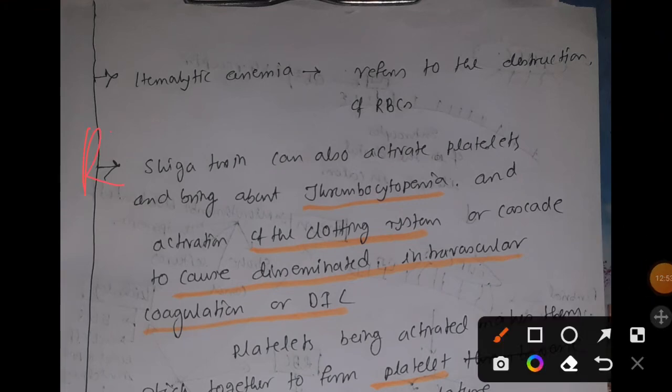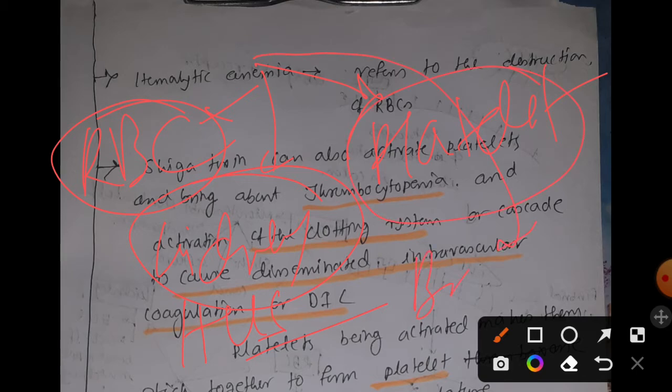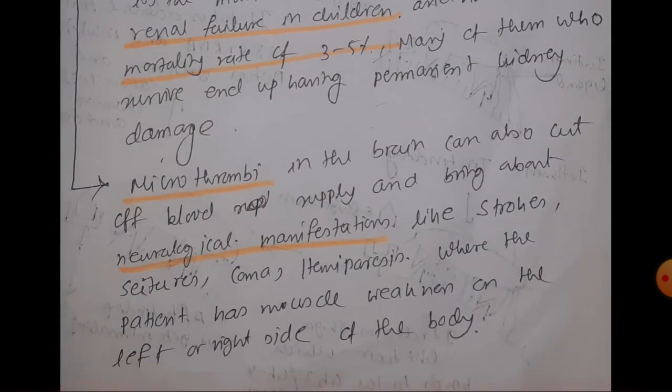In the RBC they are causing hemolytic anemia. In the kidney they are causing hemolytic uremic syndrome. In the platelet they are causing platelet thrombi or thrombocytopenia. Okay, so we have talked about RBC, we have talked about kidney, we have talked about platelet, and in the brain they are causing microthrombi, which ultimately facilitates various neurological manifestations such as seizure, coma, stroke, hemiparesis. Okay, which is nothing but the weakness of the patient's muscles on either the right or left side of the body.